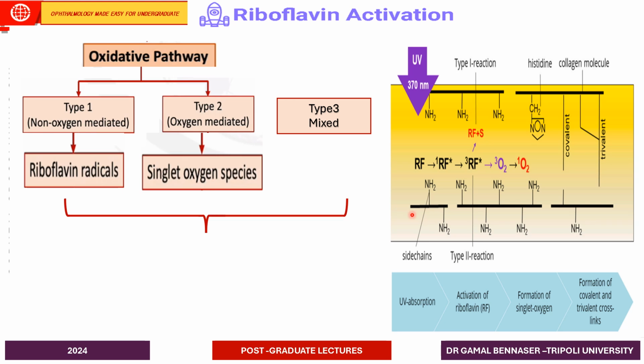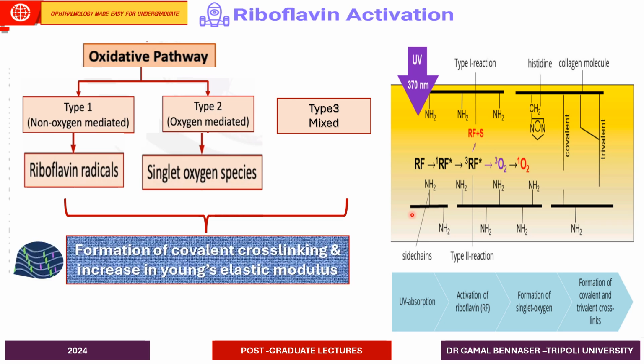Type 3 is also mediated by riboflavin active free radicals, and is a combination of type 1 and type 2 based on the concentration of the oxygen. And at the end, there will be a stiff cornea and an increase in the Young's elastic modulus. This is the detailed reaction that happens during cross-linking.